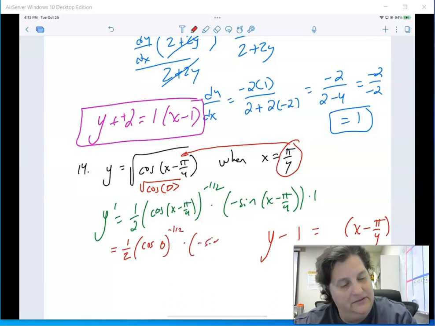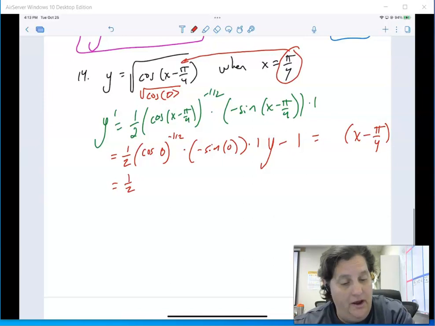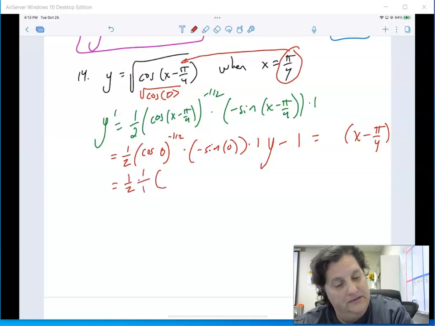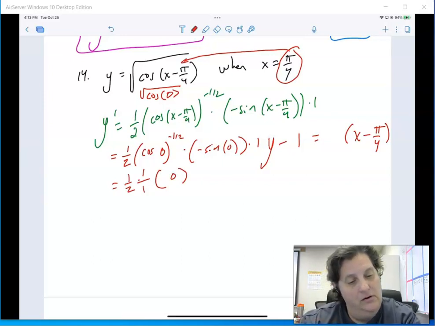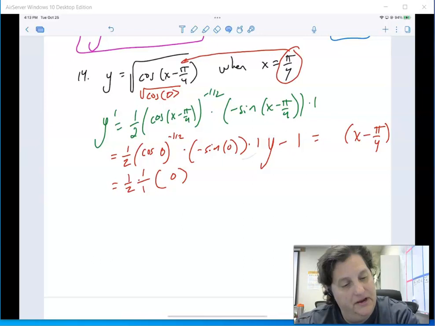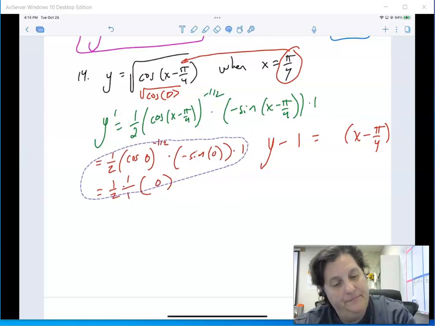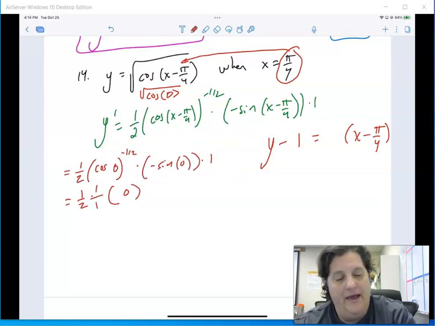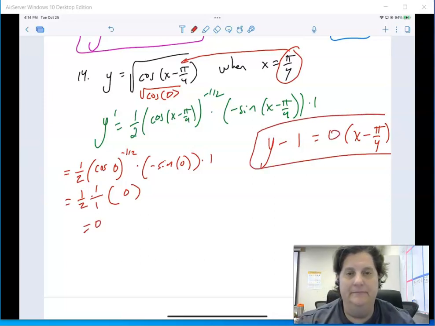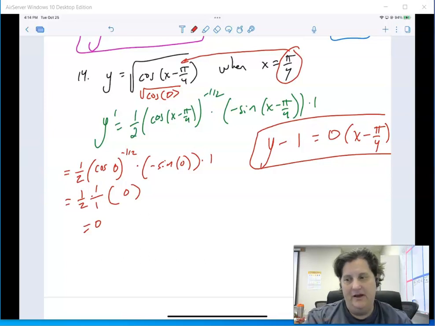And then negative sine 0 times 1. Okay, cosine of 0 is 1, so that basically just puts the square root of 1 on the bottom. Sine 0 is 0. These are smashing each other up. Anyway, if I multiply anything by 0, I just get 0. So that's my equation of tangent line. All right, just looking to find all the different parts.